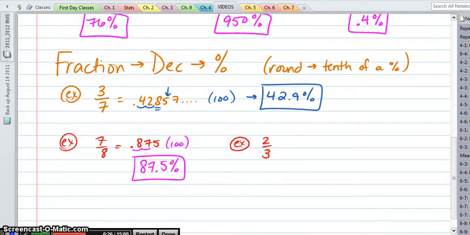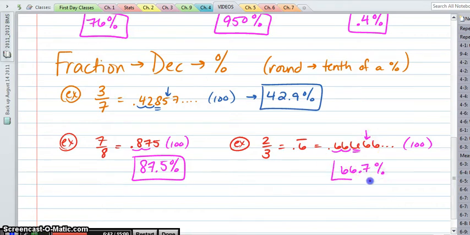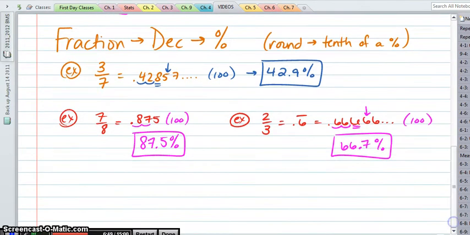2/3, when you do this one, you do get 0.6 repeating. I'll write it out a little bit, 0.6666 and so on. When we multiply this by 100, we get 66 point, and let's check our rounding, 7%. Okay, in the first example we did not have to round. In the second example we did because we had a decimal that went on forever.